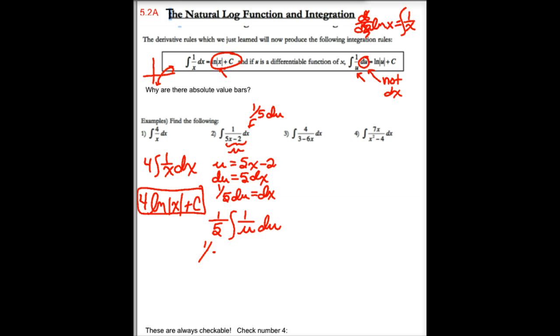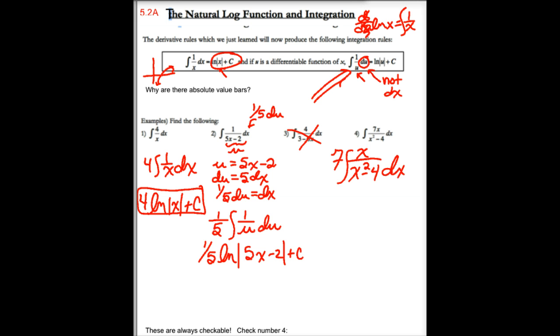This is going to give me 1/5 of the natural log of the absolute value of u, where u is 5x minus 2, plus Carl. And I think we're just going to move right along over here to number 4. Let's pull the 7 out front because it's a constant. You don't have to, but I always think it just keeps things nice and orderly.